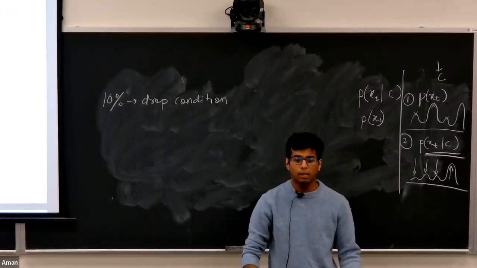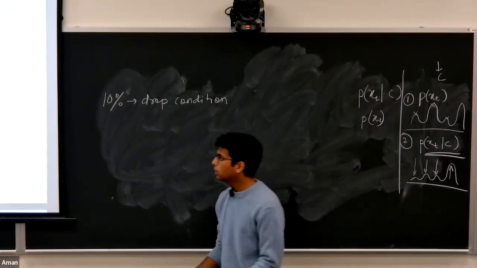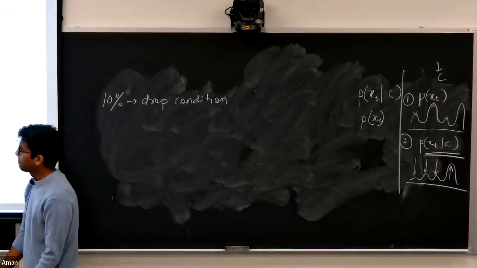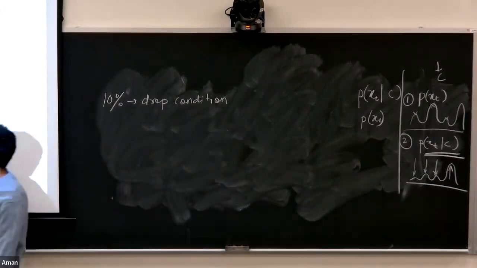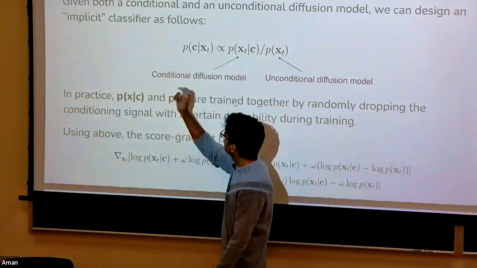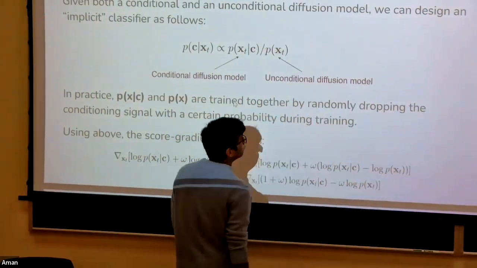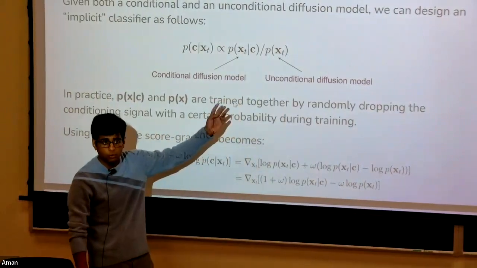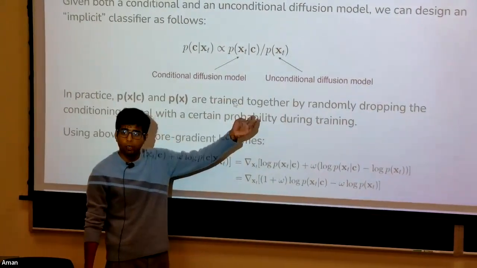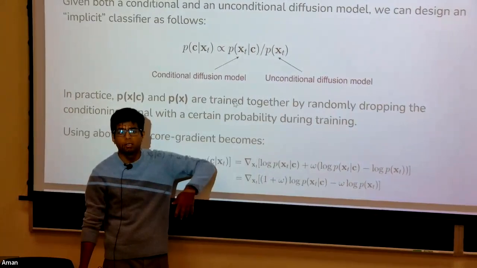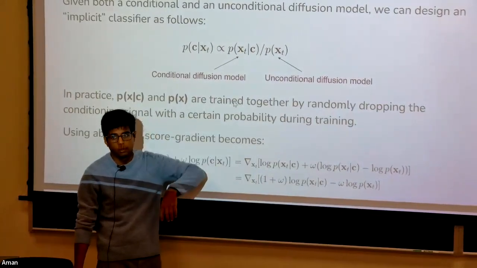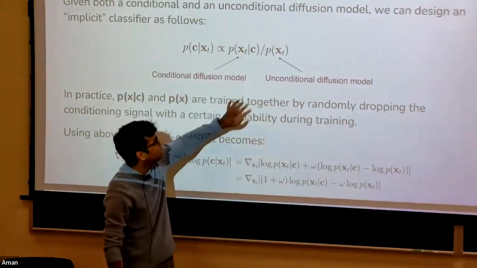So that is the intuition behind classifier free guidance, where you don't have to have a classifier at all. You just train two diffusion models in parallel, a conditional diffusion model and an unconditional diffusion model. And this is done very easily because you're just training a conditional diffusion model and dropping the condition randomly 10% of the times or 20% of the times. And that would train both of these together.